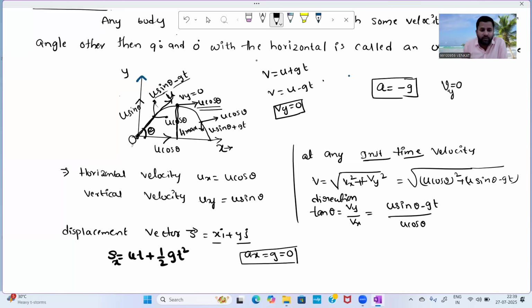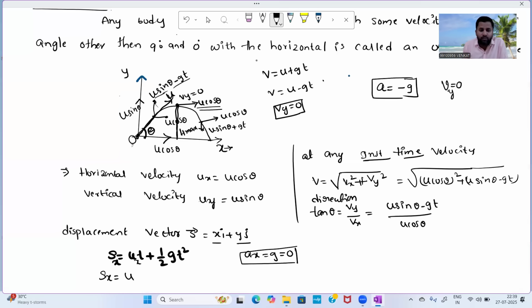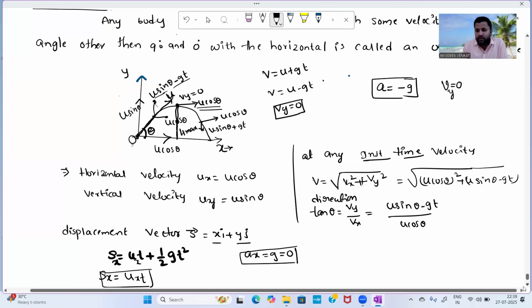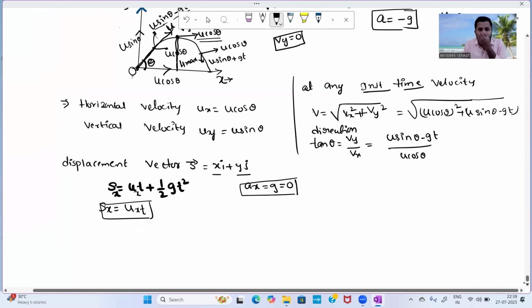Okay, then from this equation we can write S_x equal to u_x into t, where u_x is the horizontal component. So this is the equation. Here the horizontal component of velocity is u_x equal to u cos theta.